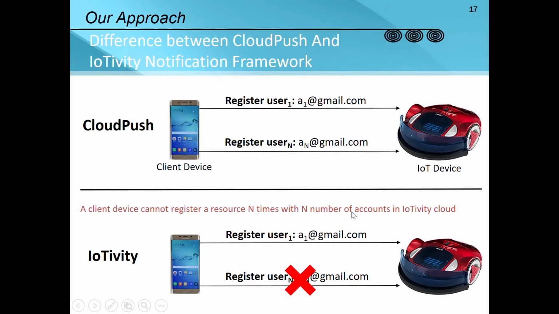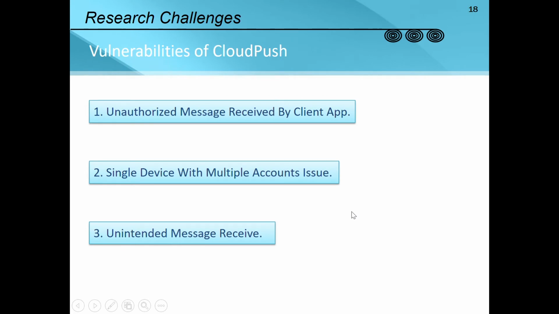So while implementing the multi-user feature in the deployment of the proposed framework, we figured out three vulnerabilities that can leak information to outsiders. The client application receives unintended and unauthorized notification messages through the cloud from the IoT device. As a result, user sensitive data can be exposed to others.